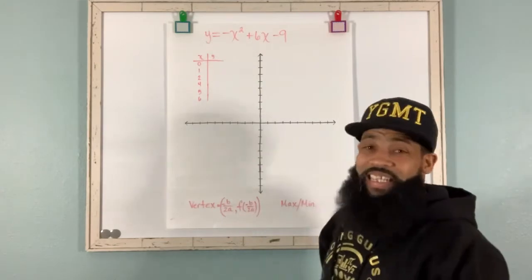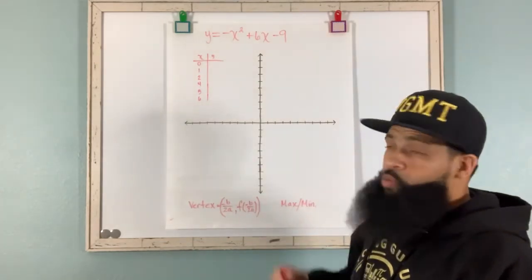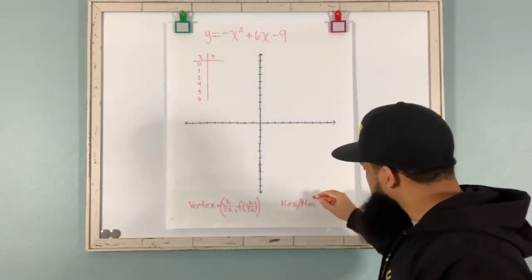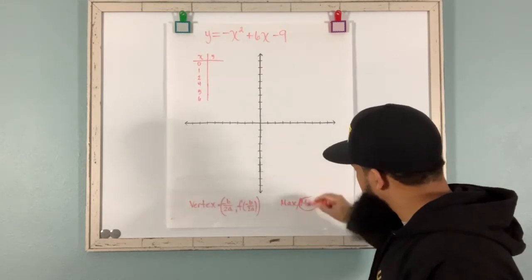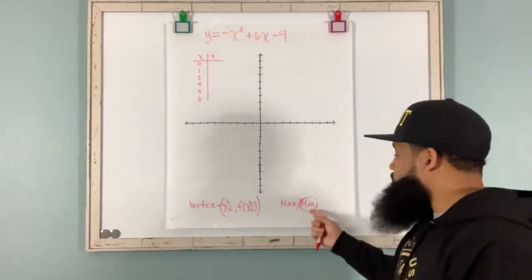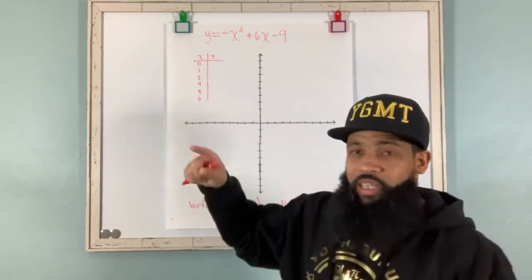And since this has a negative x or a negative 1 for the leading coefficient, it's going to have a minimum. So I'm going to circle that. It's going to have a minimum point. So that means it's going to look like a U shape.